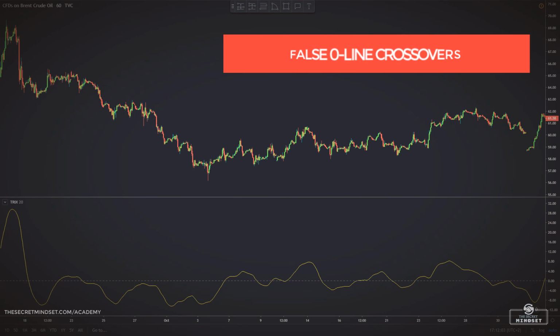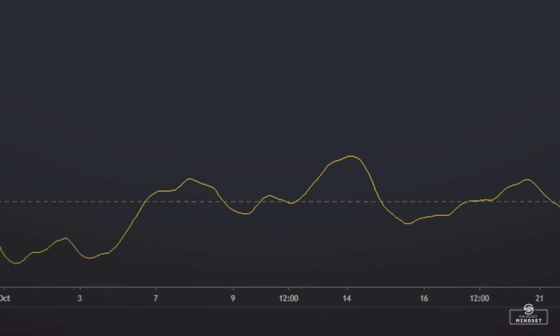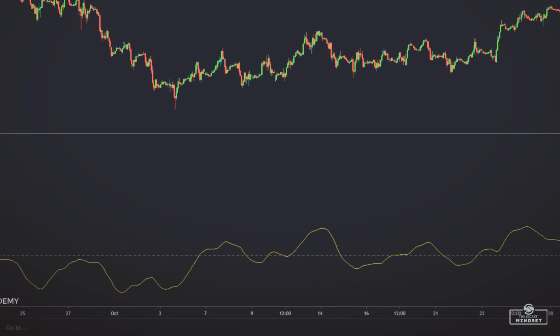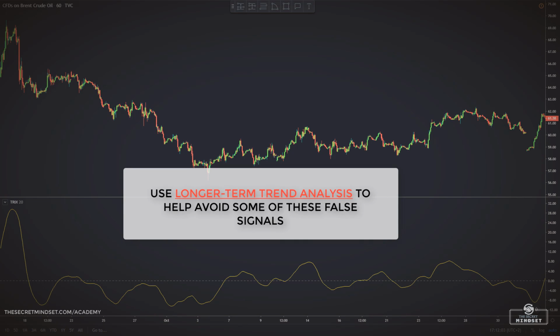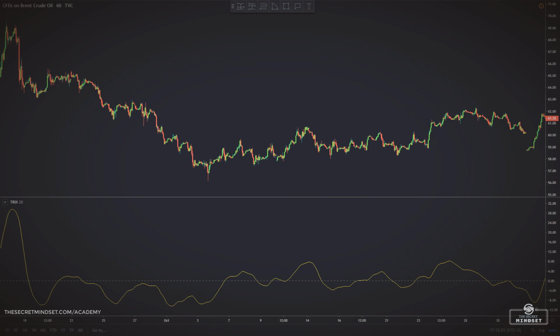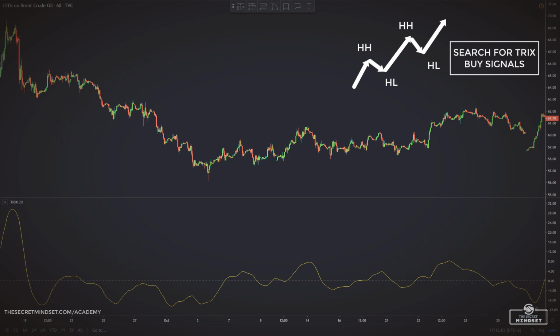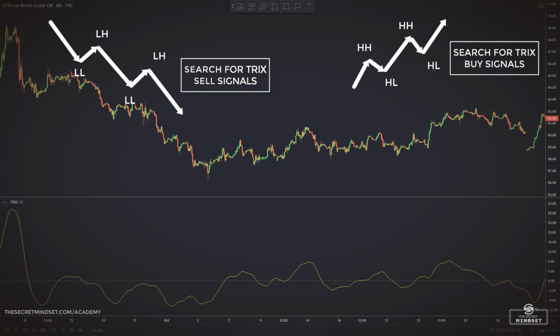False crossovers are another common issue. A false crossover is when the Trix crosses above or below the zero line, only to snap back the other way, resulting in a losing trade. False signals can result in many losses within a short period of time. That's why I recommend using longer-term trend analysis to help avoid some of these false signals. Ideally, only take buy signals when an overall upward trend is underway, and sell signals when an overall downtrend is underway.